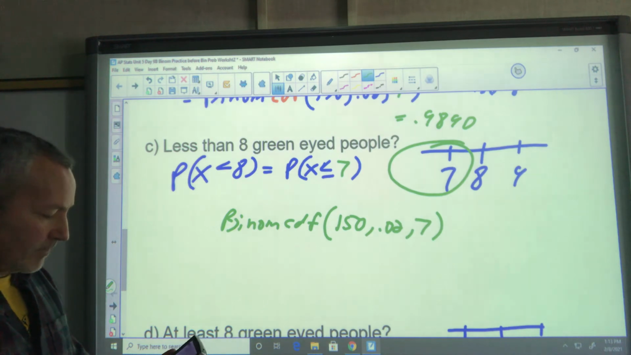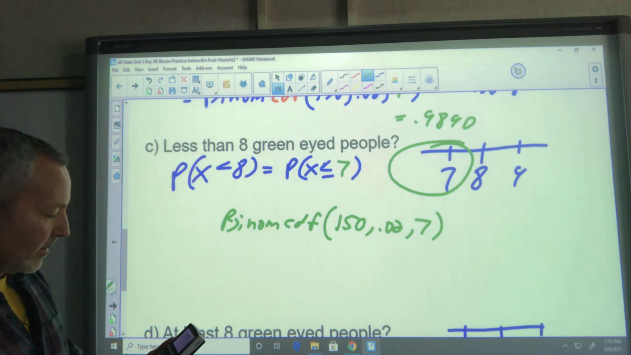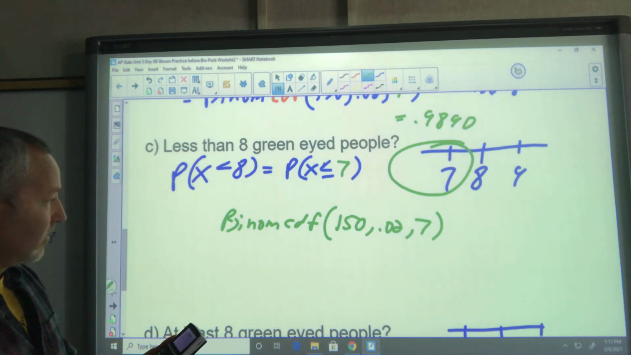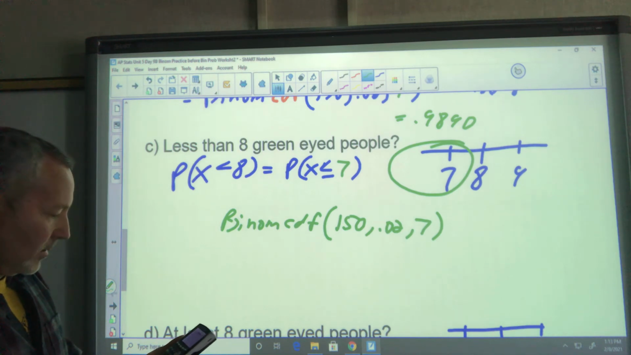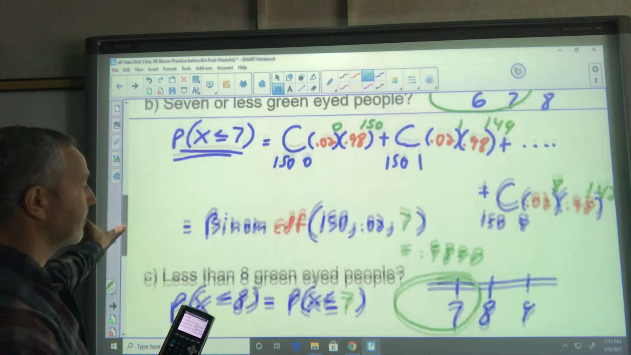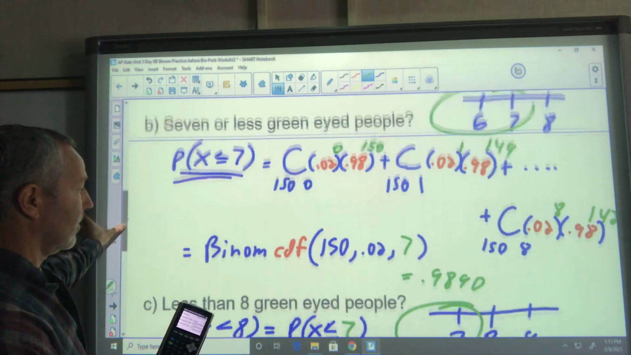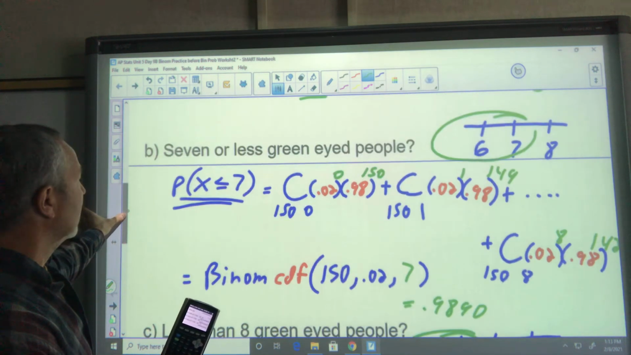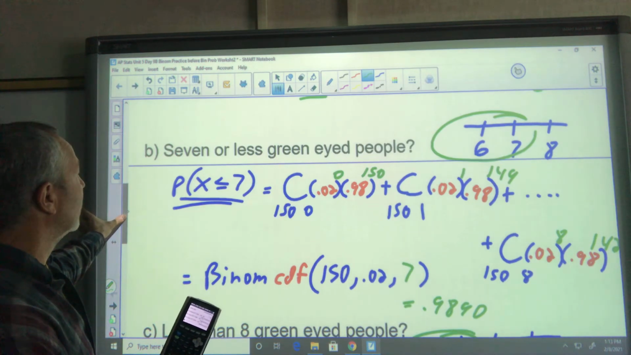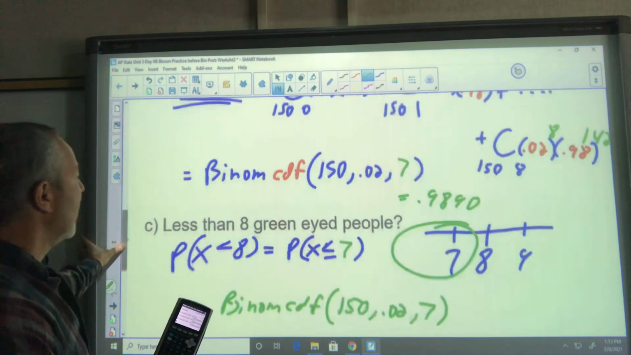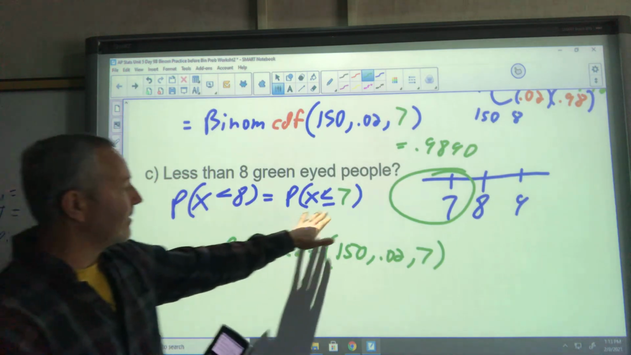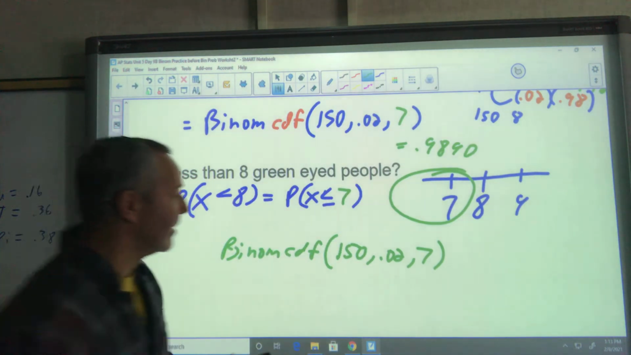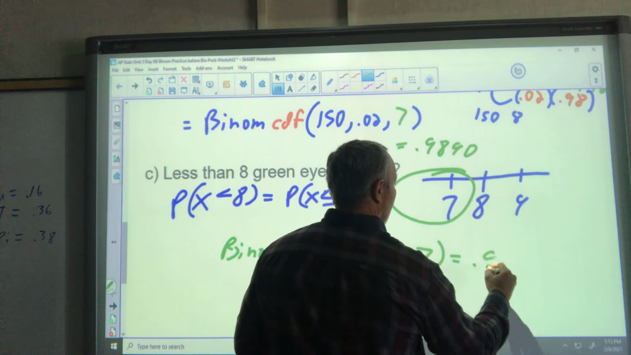Second distribution, binomial CDF, same values. I have 7. I'm curious why that. I think I might have done it. Let me look at this last one here. Less than or equal to 7. Oh, less than 8. That's equal to less than or equal to 7, which is the problem we just did. If you'll notice, that is 0.9890.